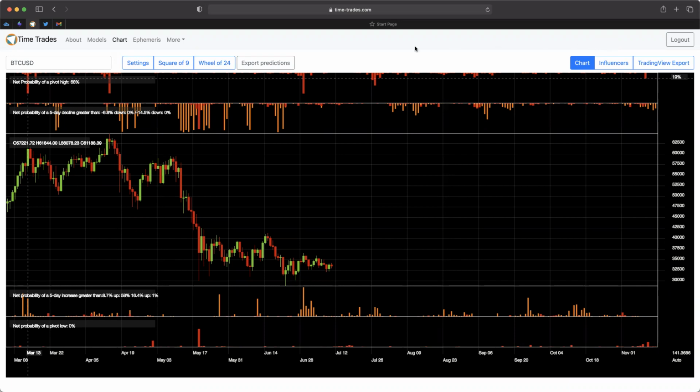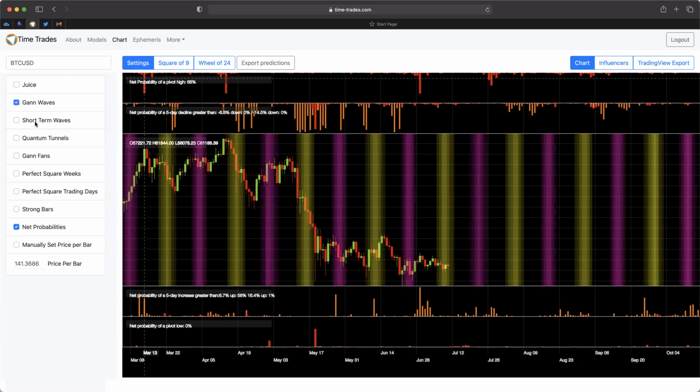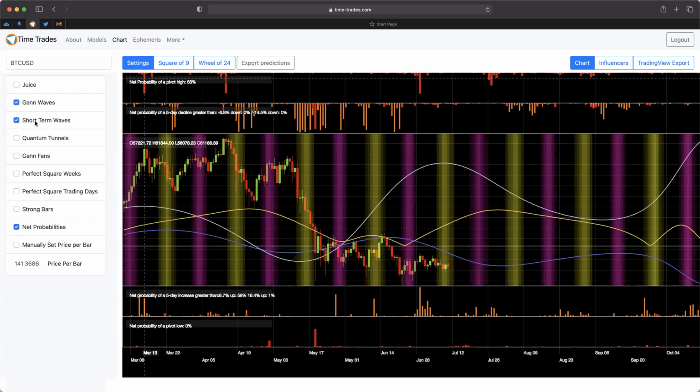So what you're looking at right here is Bitcoin. There's nothing set on the chart. I'm going to incrementally turn on time trade settings. So if you're new to time trades, you can see how easy it is to get started with it. So I'm just going to click on settings. I'm going to turn on Gann Waves, and I'm going to turn on short-term waves. And then I'm going to turn off the menu here.